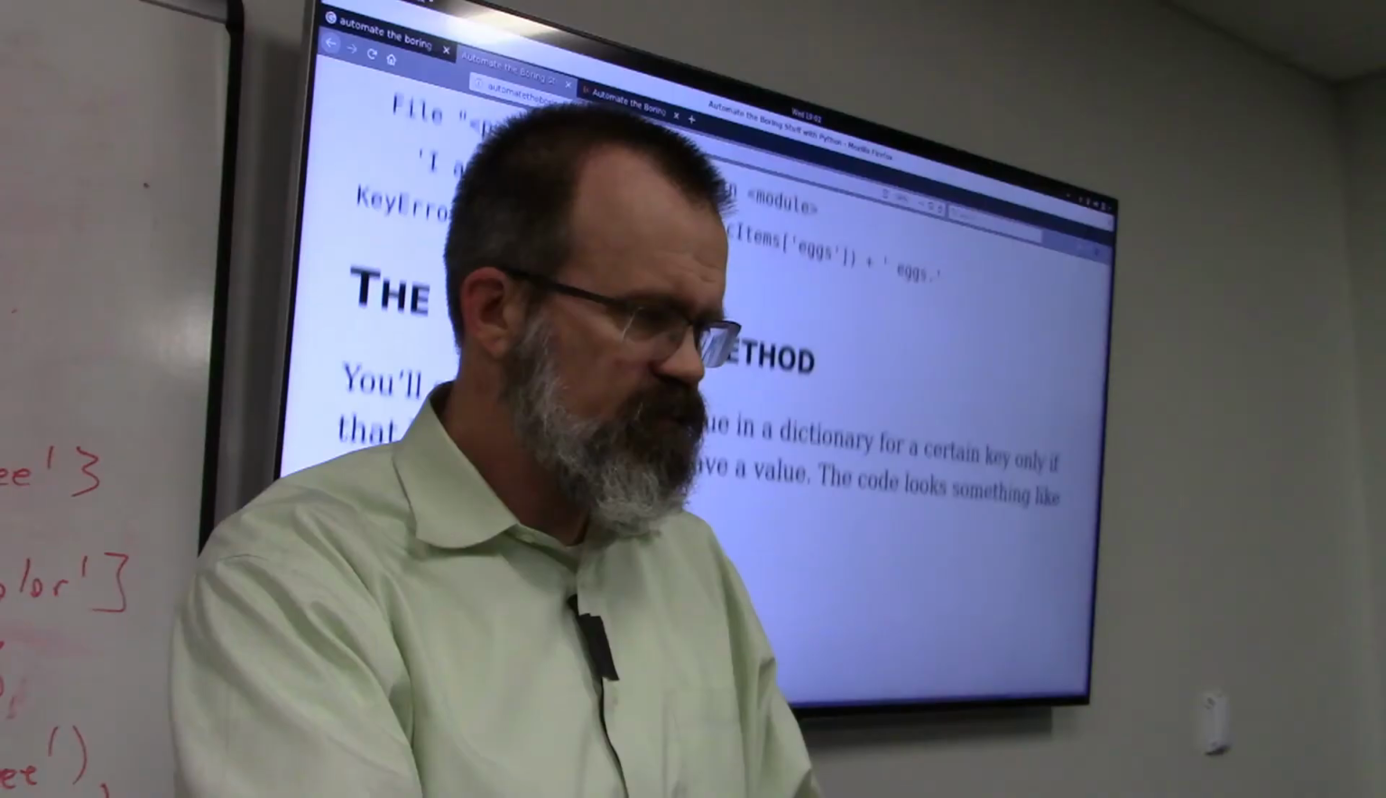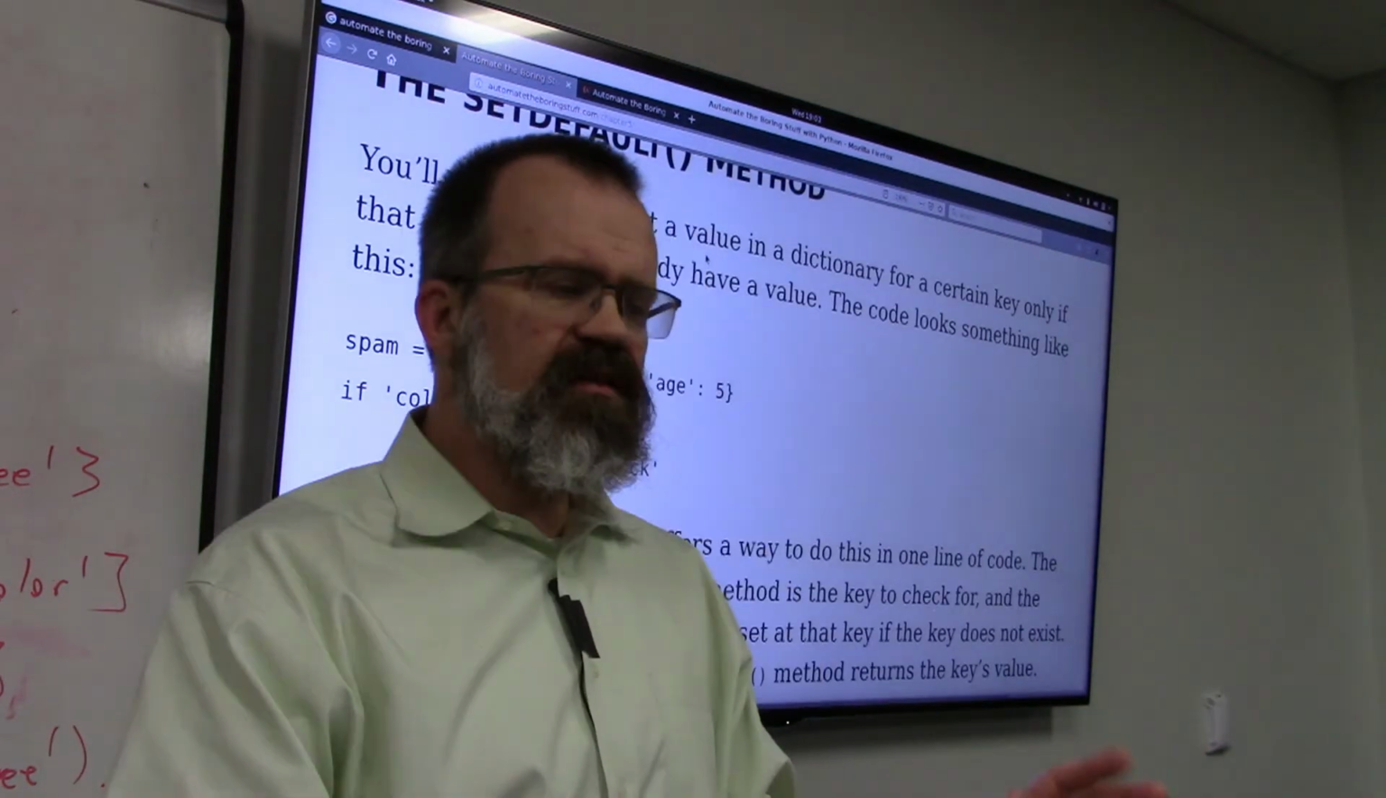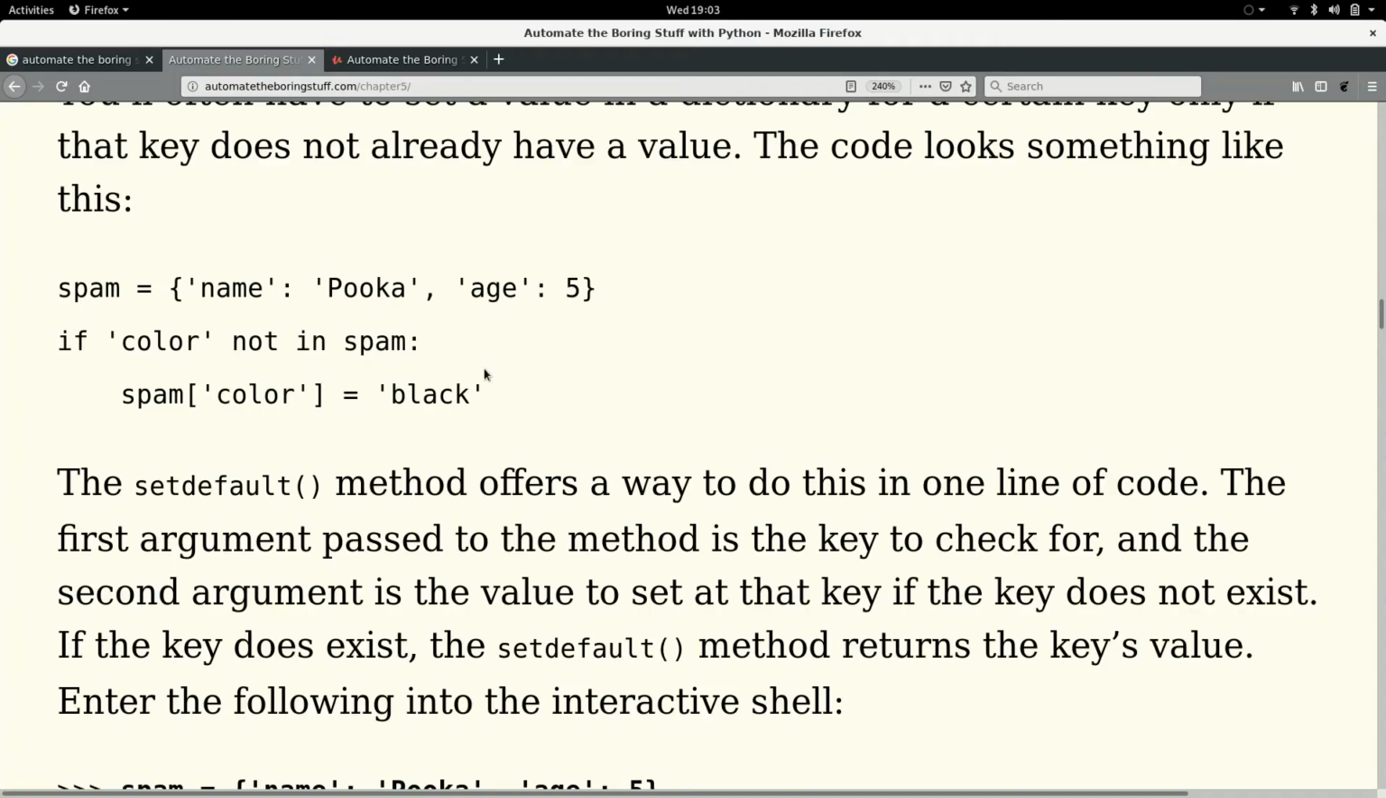Now, there is a setdefault method, okay? The setdefault method is a little bit different than this get method. The get method operated on the key, okay? So setdefault basically allows you to only add a value if the value was not already set. Occasionally, you want to add a value, but you don't want to overwrite an existing value.